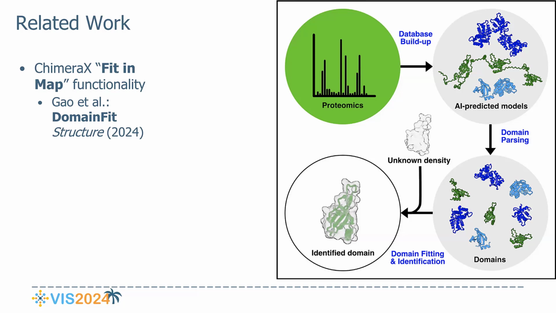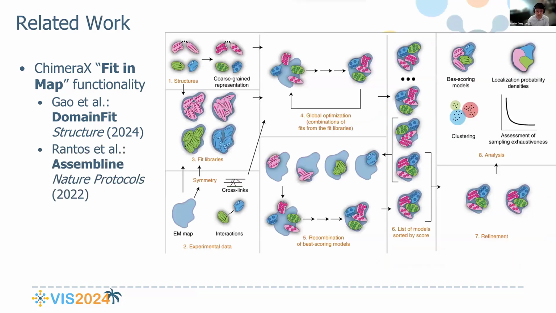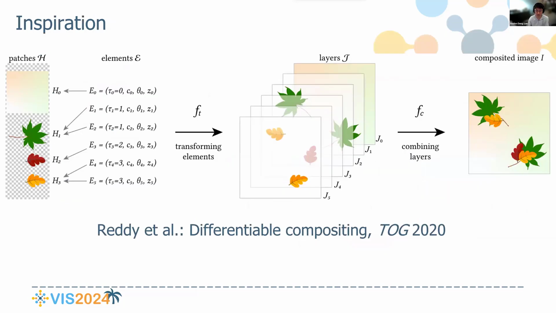Gao et al. proposed domain fit earlier this year to identify protein domains in cryo-EM maps. A core step, the fitting, is done by ChimeraX's fitting map command. Brantos et al. proposed assembly line in 2022 to assemble small protein subunits into large cryo-EM maps. ChimeraX's fitting map command again serves as the foundational step in the beginning of their workflow.